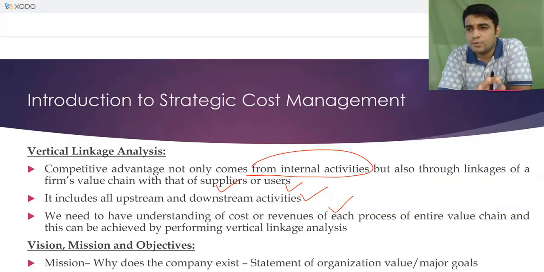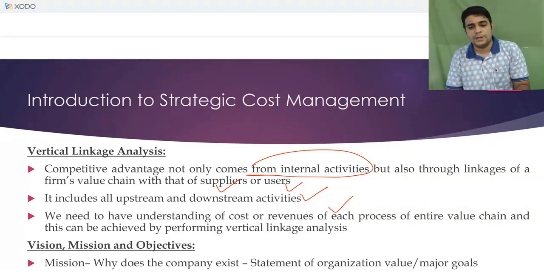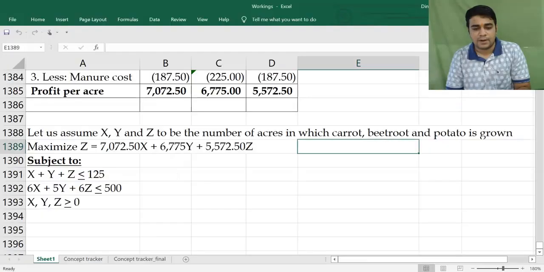I think we are almost done. There are just two more concepts I need to discuss. One is vision, mission and objective, and the second concept which is pending is service value chain, which we had discussed sometimes when we did value chain, but I said I will discuss it later. Now coming to vision, mission and objective, you could have come across this earlier.